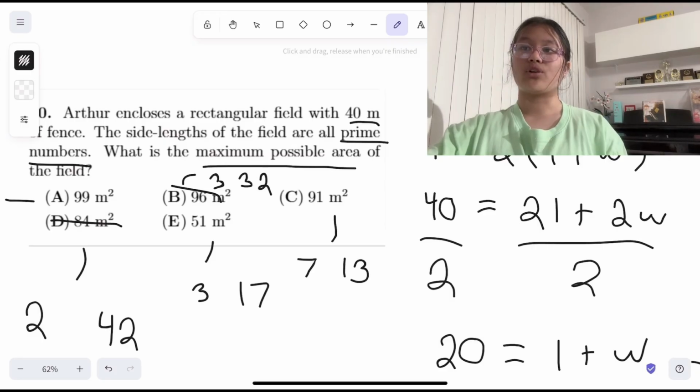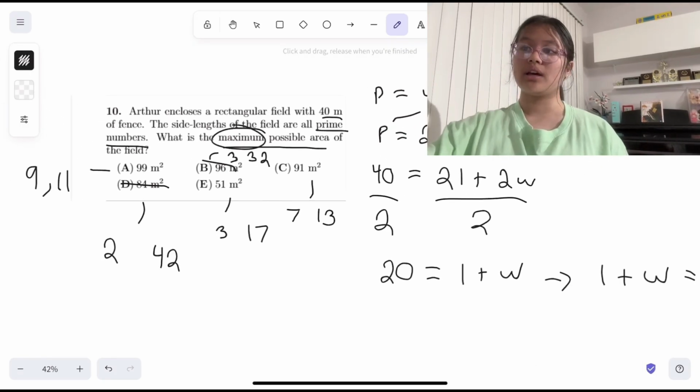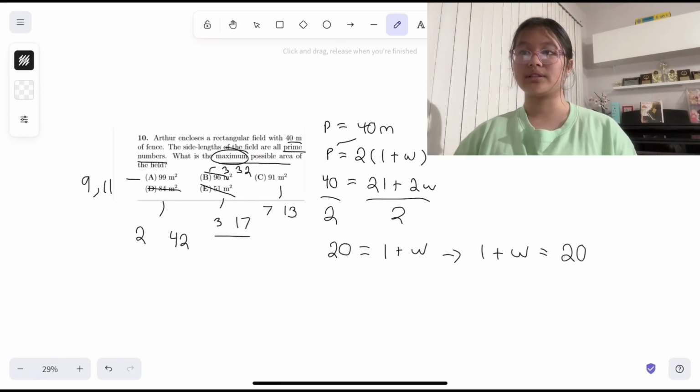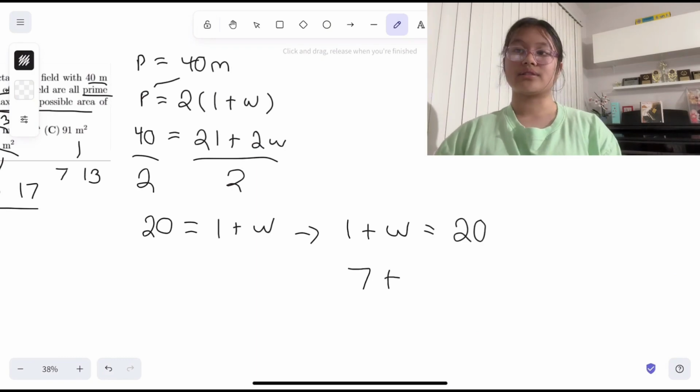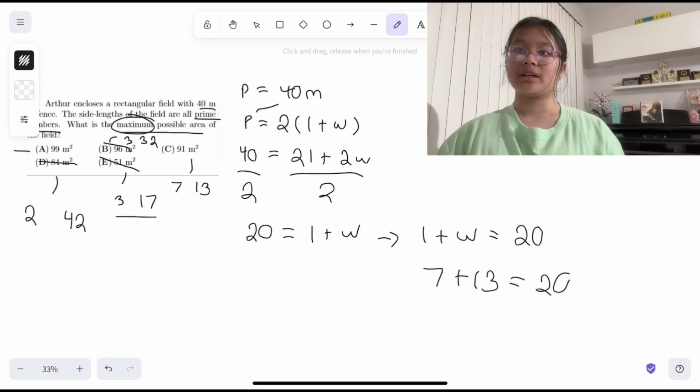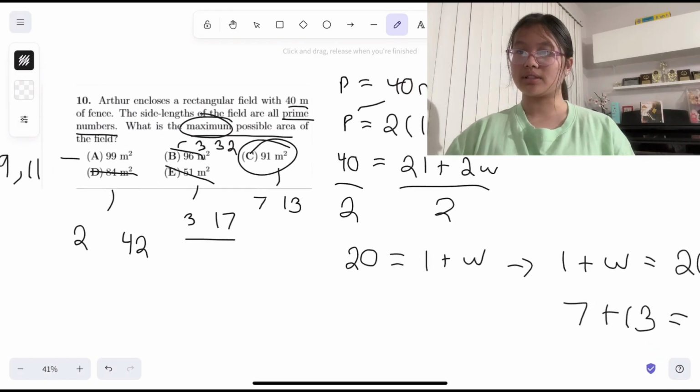Now it's asking for maximum, which is the biggest, so that means E is not our answer, and our answer is rather C. So now we can see that 7 plus 13 is 20, just to make sure. Yeah, our confirmed answer is C.